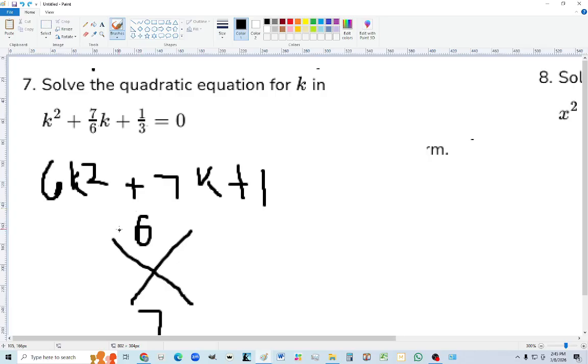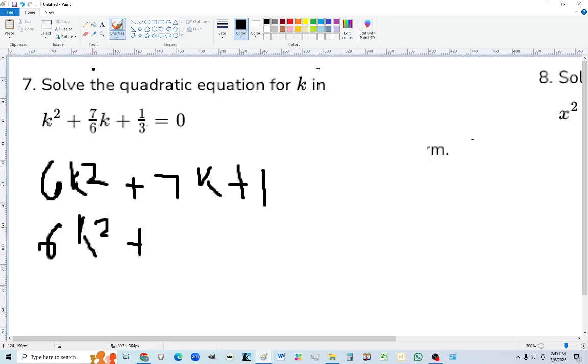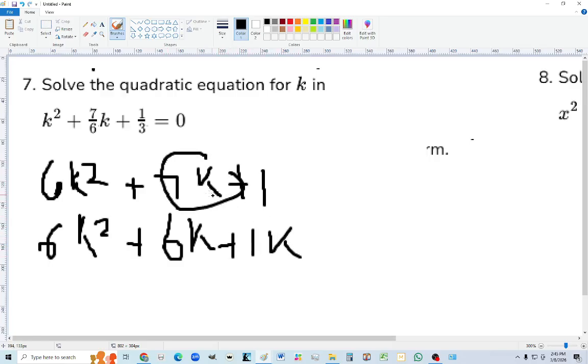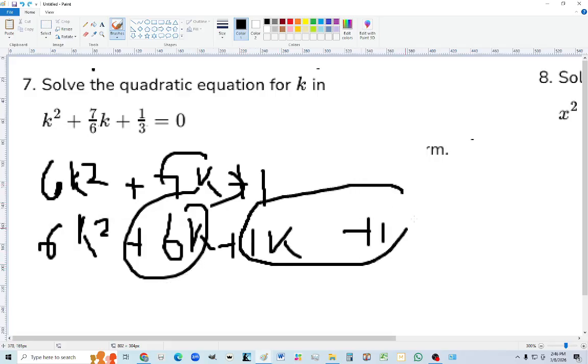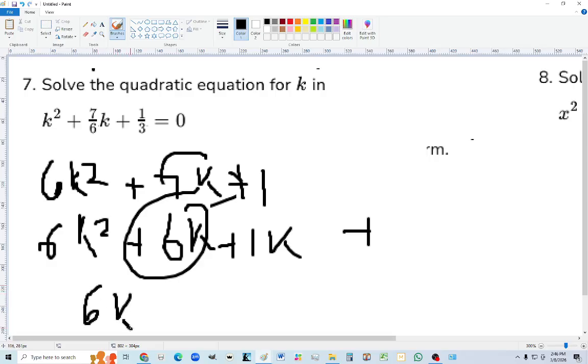So that means normally you would have to group, but let me also show you. Do your grouping, practice your grouping. That means we get 6k squared plus 6k plus 1k. So the two factors we found, the 7k becomes those two factors, plus 1. Then you have to factor out 6k here and nothing there. So you get 6k plus.